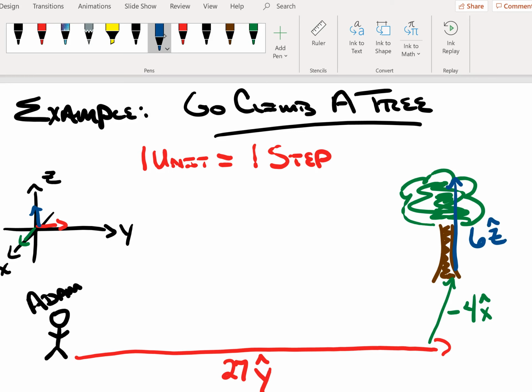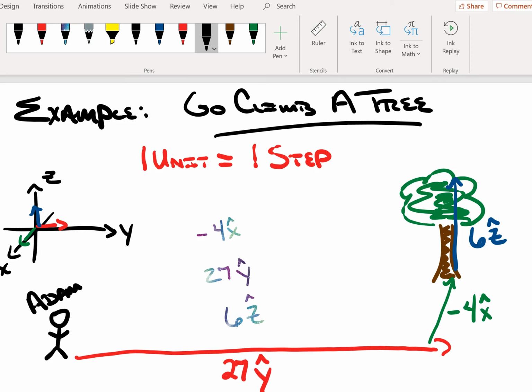And so I can give him 3 unique pieces of information. I can tell him, I want you at -4 in the x direction, 27 in the y direction, and 6 in the z direction. And you will end up exactly where I want you. Now, this is a reverse view so that we can figure out what unit vectors are. But unit vectors, again, are unique directions. They're directions that movement along that line will not change where you are relative to the other axes.